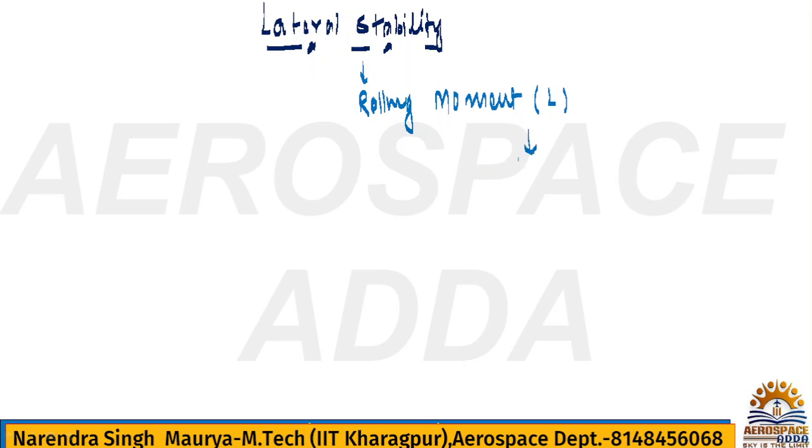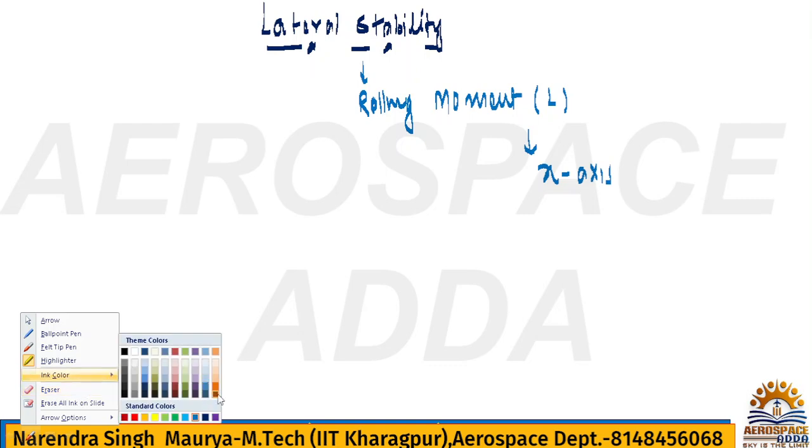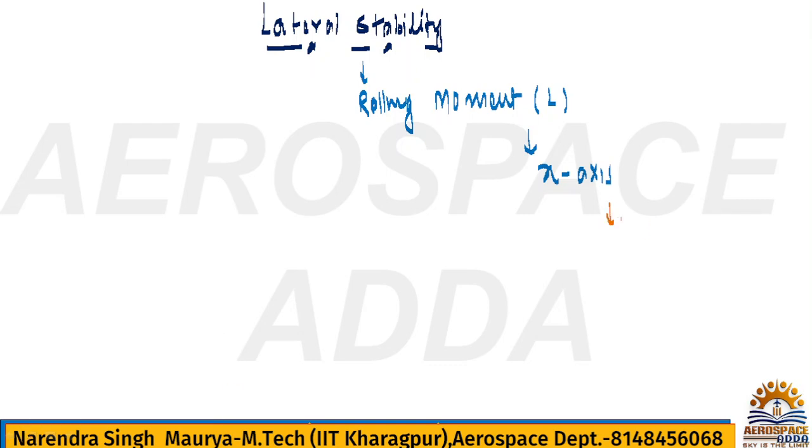This rolling moment is always about which axis? About the x axis, and this x axis is called the longitudinal axis. So always remember, rolling moment is always about the longitudinal axis.